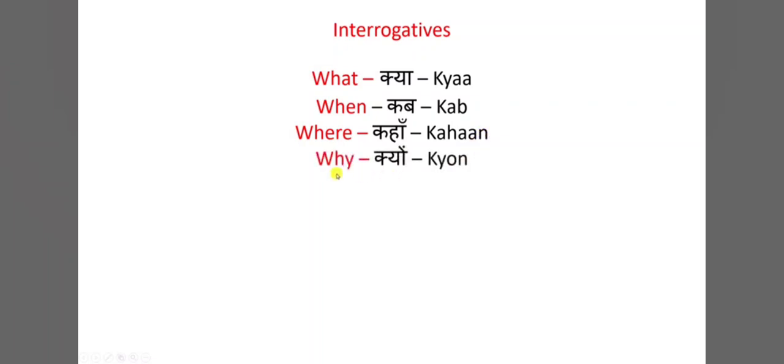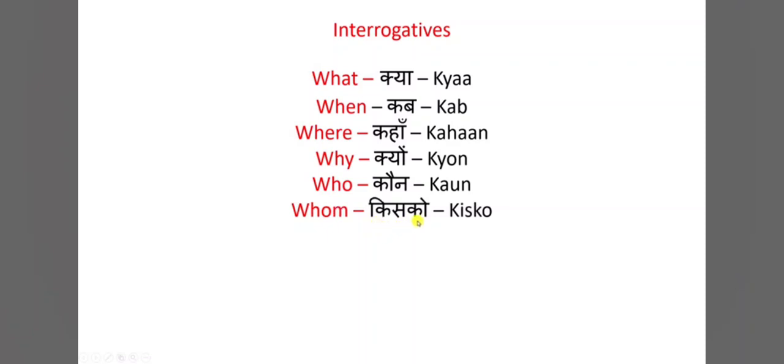Okay? What is kya? Kya? When is kab? Kab? Where is kahan? Kahan? The N must be pronounced with the nose. Why is kyon? Kyon? Here the N must be pronounced with the nose. Who is kaun? Kaun? Whom is kisko? Kisko? Alright?